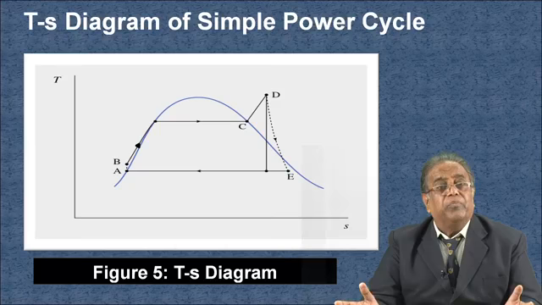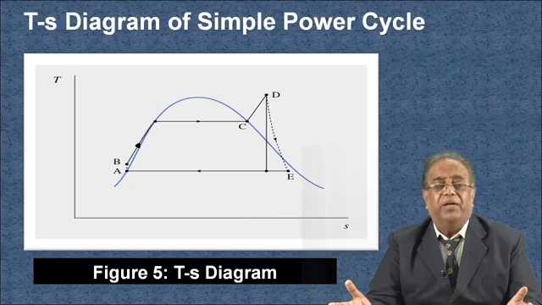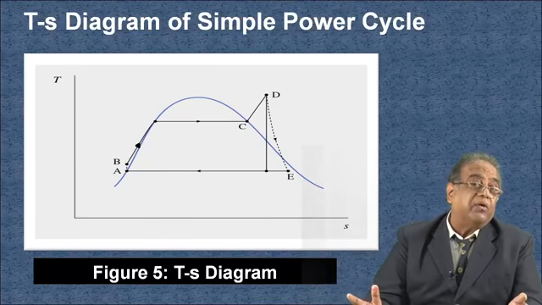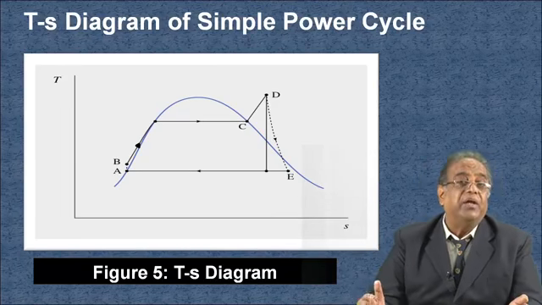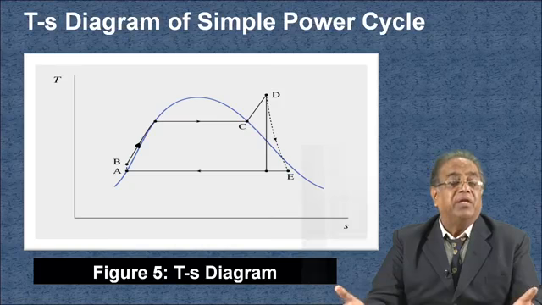But in the actual case, the actual work done inside the turbine is shown by the dotted line. And if you want to calculate the component efficiency of the turbine, it is defined as the actual work by the turbine divided by the isentropic work.